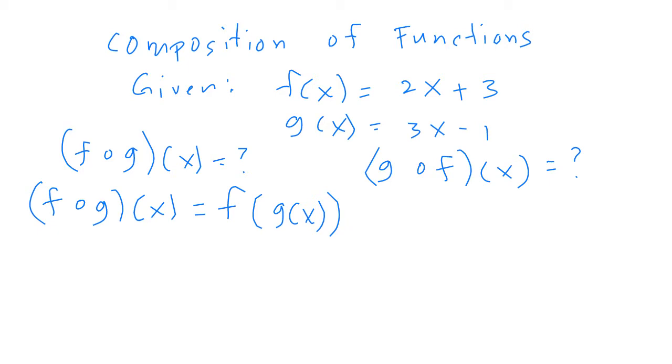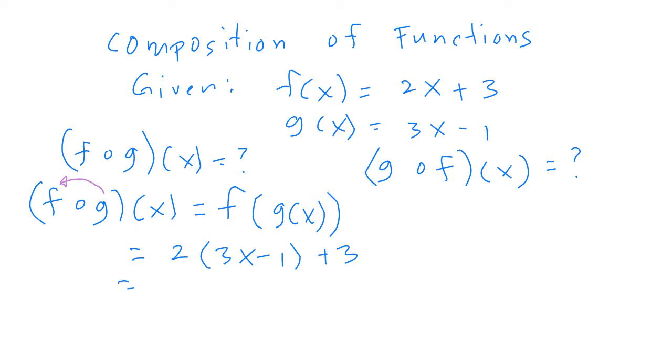So what I'm trying to say is whatever your g of x will be plugged in as a value for x for your f of x. So if you have f of x there, let's write that out: 2, and your x would be your g of x, which is 3x minus 1, plus 3.